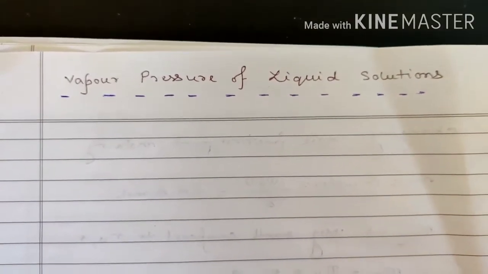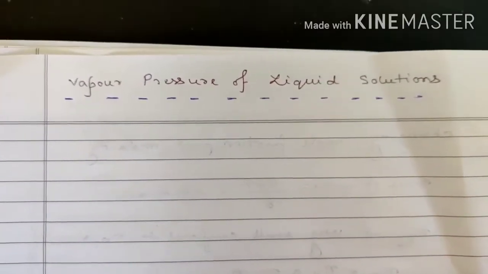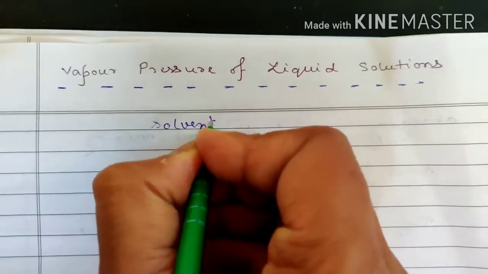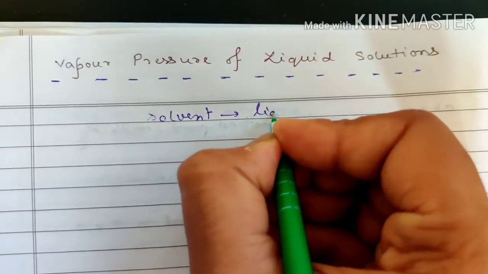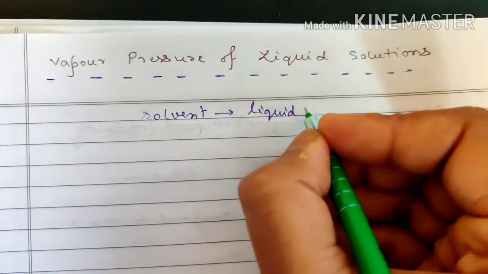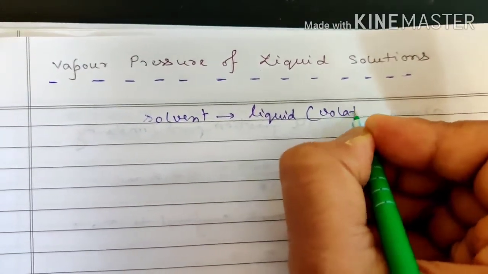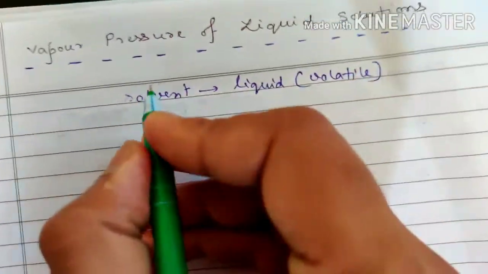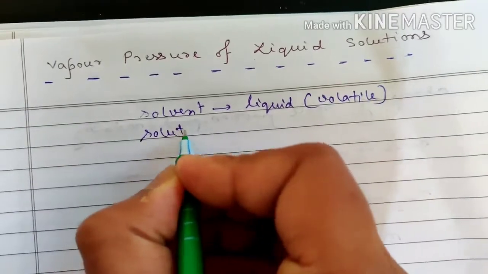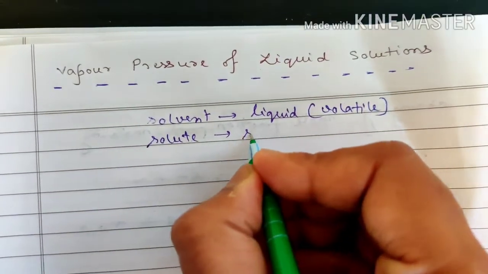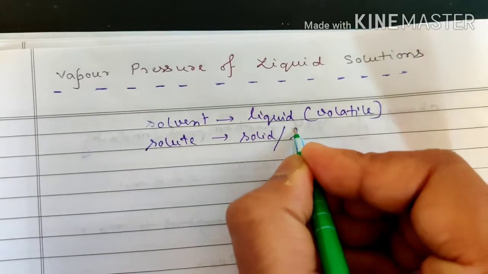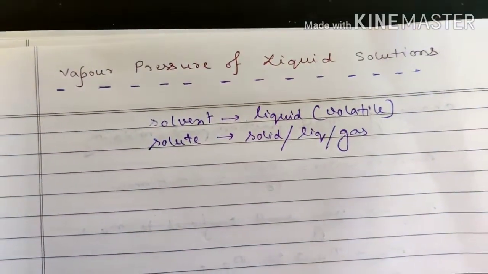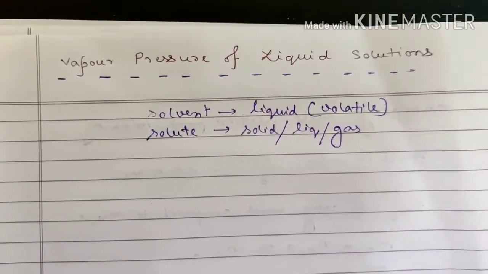Now a liquid solution is formed, as we know, when the solvent is liquid. That means here the condition is the solvent should be liquid, and of course the liquid solvent is usually volatile. So here the solute can be of three types. It can be solid, it can be liquid, and it can be gas. So now from here on we will see these various cases.